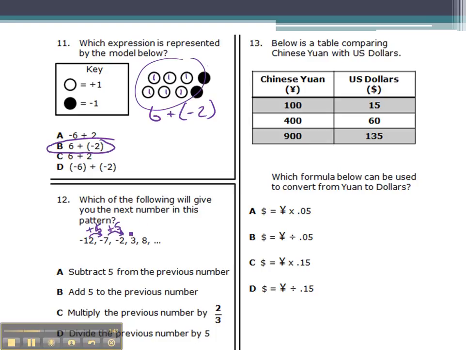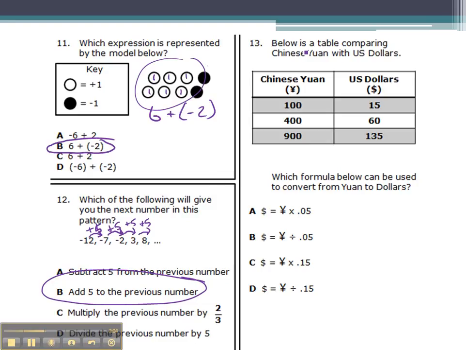-7 plus 5 is -2. -2 plus 5 is +3, and 3 plus 5 is 8. So it looks like we add 5 to the previous number. And we could go through those other answer choices to double check our work.